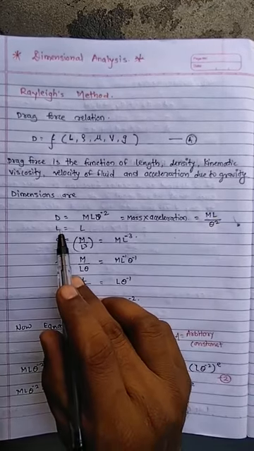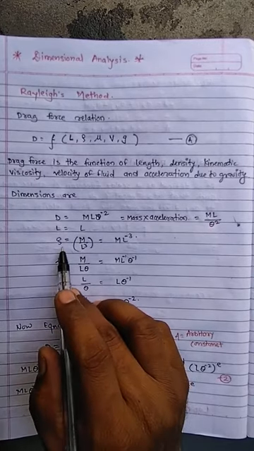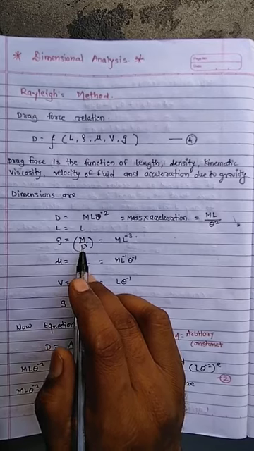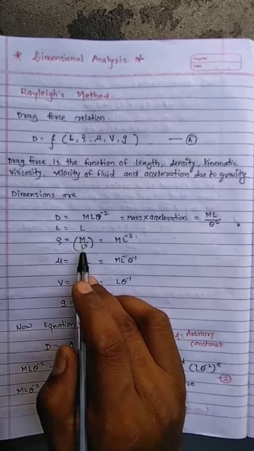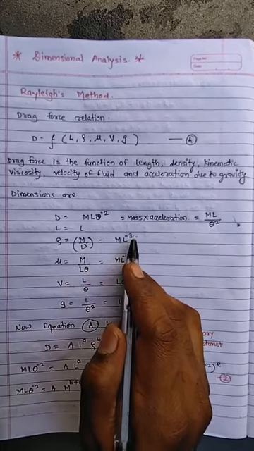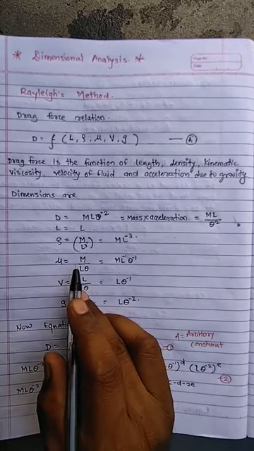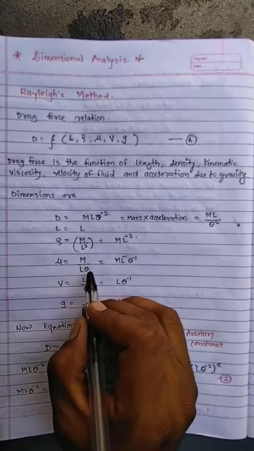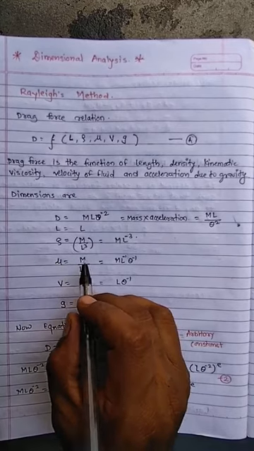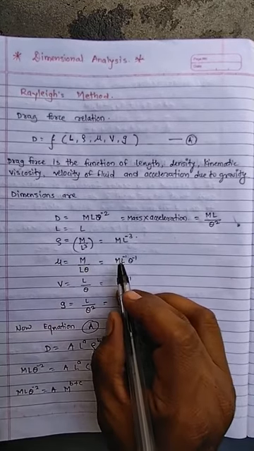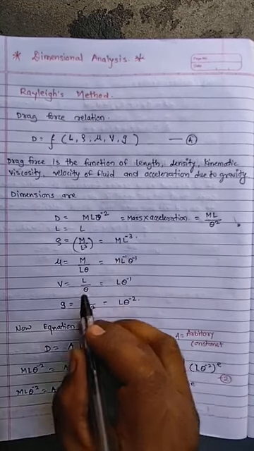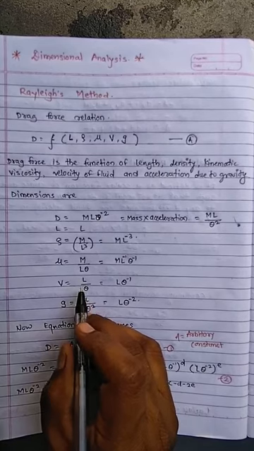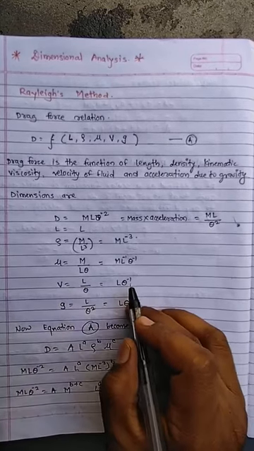Now length is again L. Density is equal to mass upon volume. Mass is denoted by M and volume is length cube, so it is M L raised to minus 3. Kinematic viscosity is mass upon distance into time, so we find the dimension as M L raised to minus 1, theta raised to minus 1. Then velocity is distance upon time, so distance is L divided by time theta, which is L theta raised to minus 1.